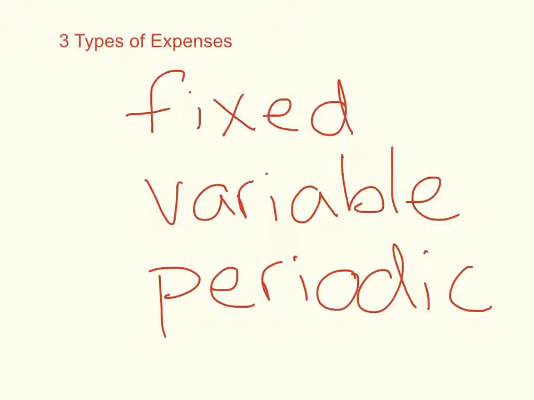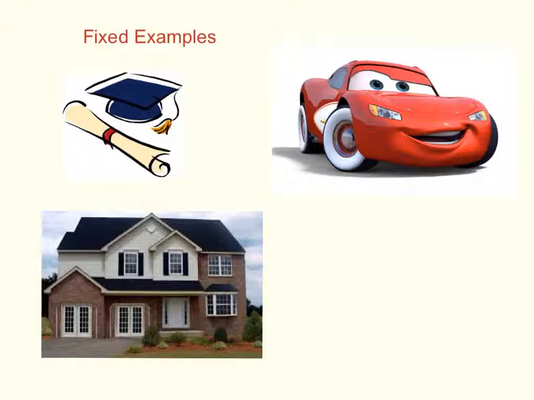Step 3 is all about determining the types of expenses you will have for the time period. Are they fixed, variable, or periodic expenses? Examples of fixed expenses could be your car payment, mortgage on your home, or perhaps a monthly student loan payment.